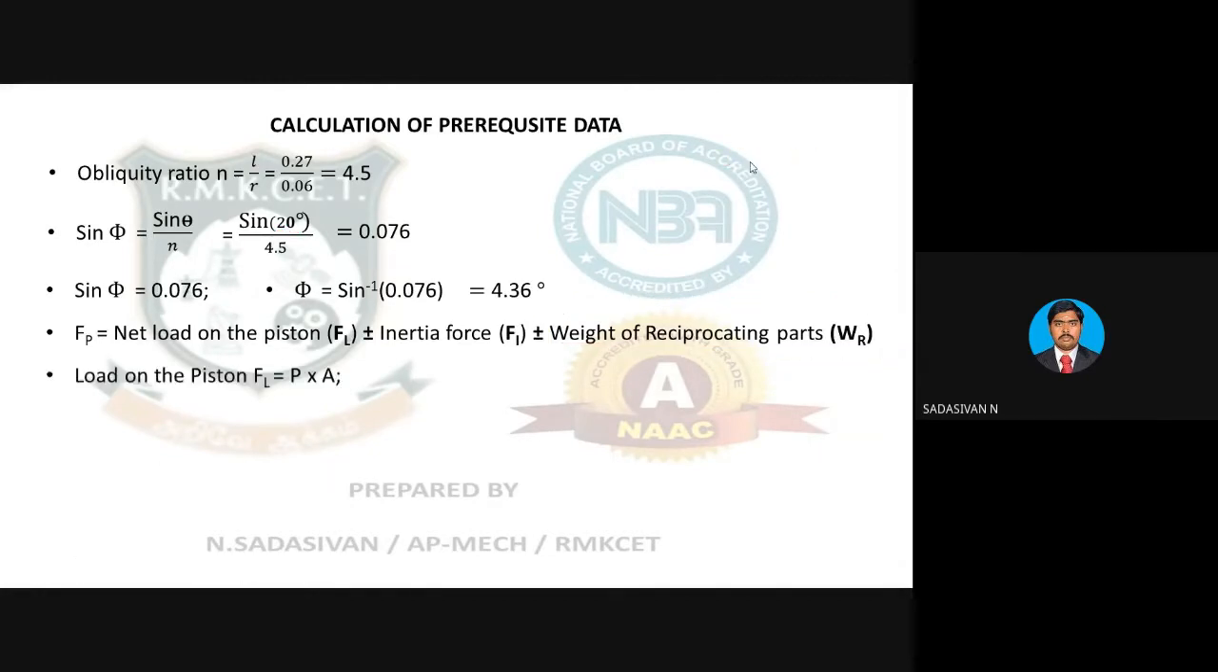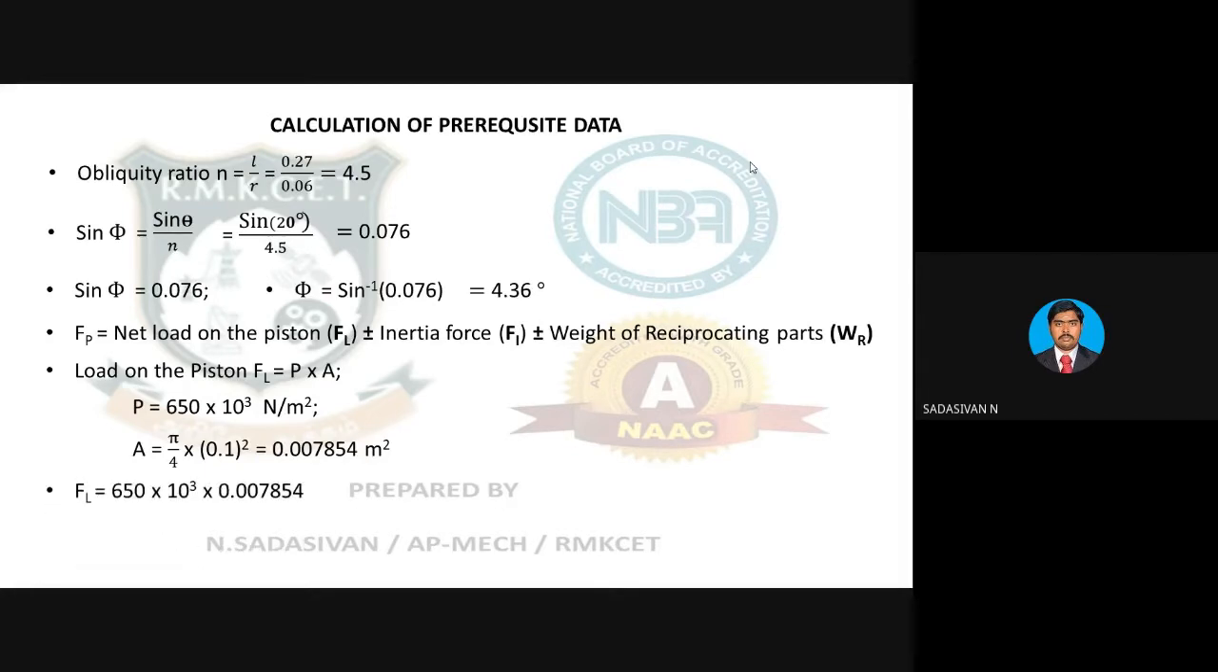Okay. Now let us find out pressure into area. Net load on the piston is pressure into area. Pressure is 650 into 10 power 3. Area, the diameter of my cylinder is 0.1 meter. Therefore, pi by 4 d square is 0.007854. So FL equals 650 into 10 power 3 into area 0.007854, which comes around 5105 Newton load on the piston. Next is my inertia. Load on the piston is 5105 Newton.